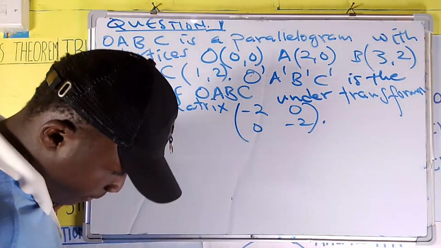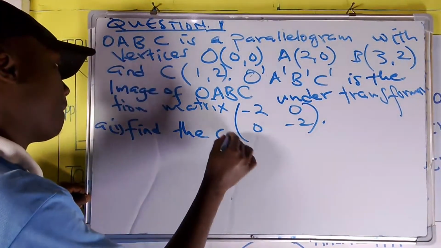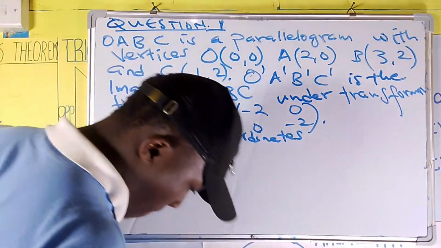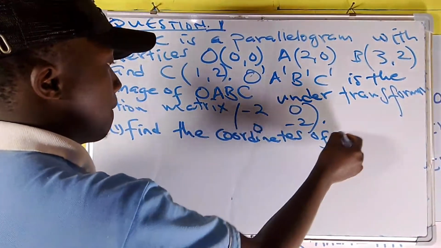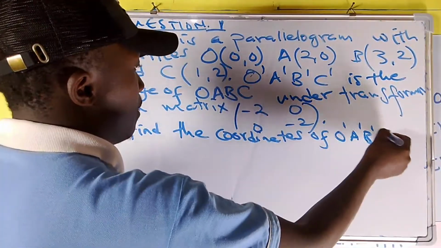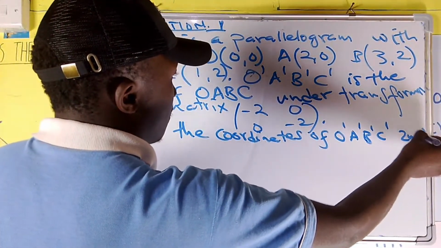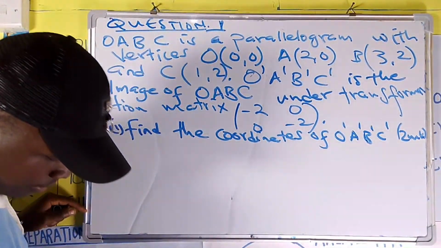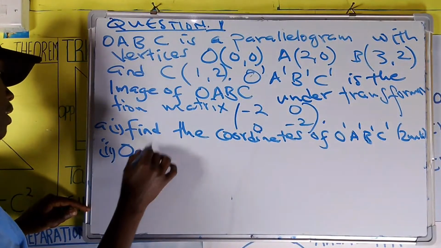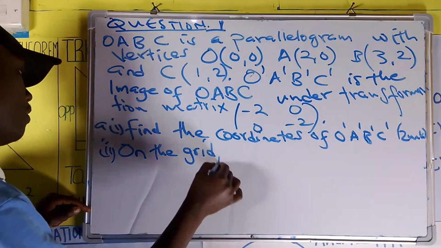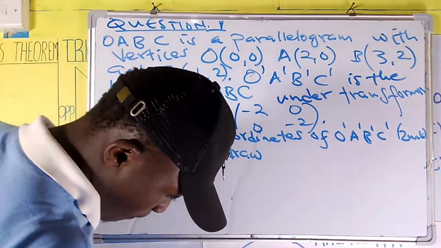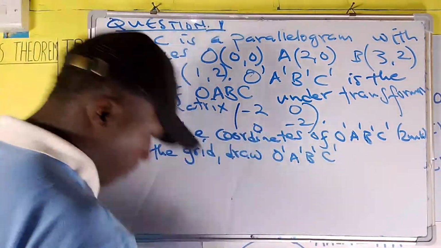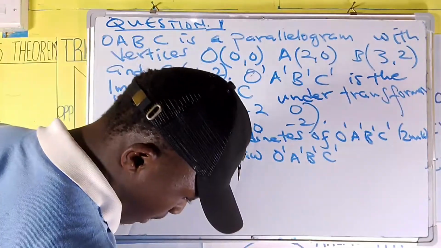Find the coordinates of O prime, A prime, B prime, C prime. 2 marks. Number 2, on the grid, draw O prime, A prime, B prime, C prime. 2 marks.